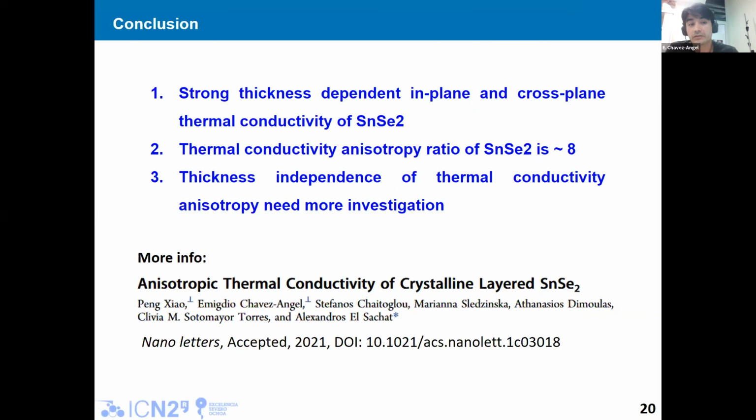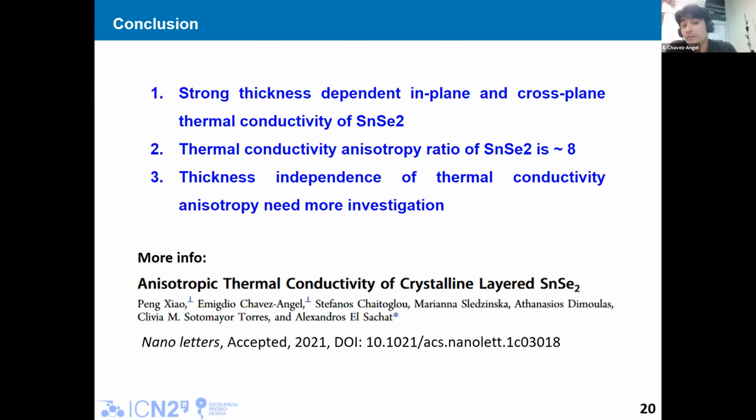Well, this is some short conclusion. We found the typical dependence of the in-plane and cross-plane thermal conductivity. We used the Fuchs-Sondheimer model to extract, at the end, the phononic mean free path distribution. It was very interesting to see the anisotropy ratio is around 8 and it's almost independent of thicknesses.